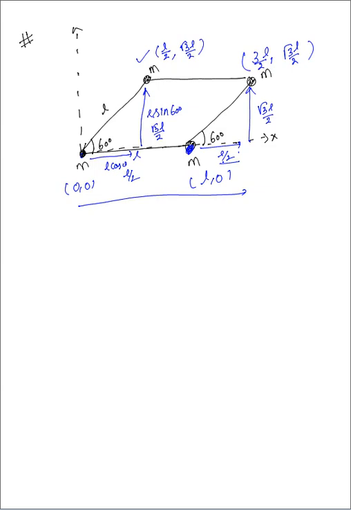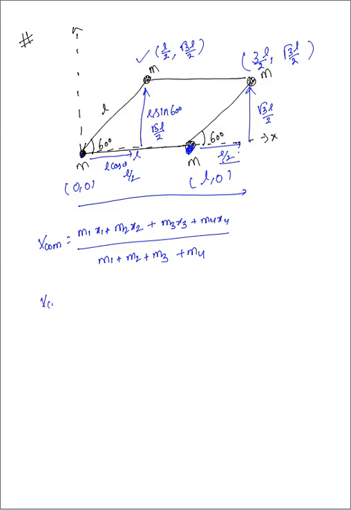So XCM we need to check. XCOM how to check? XCOM can be written as M1x1 plus M2x2 plus M3x3 plus M4x4. 4 particles are there. Divided by M1 plus M2 plus M3 plus M4, which we can mention here. So now if you want to write XCOM, M1 value is how much? M. X1 value is how much? 0. M2 value is how much? M. X2 value how much? L.